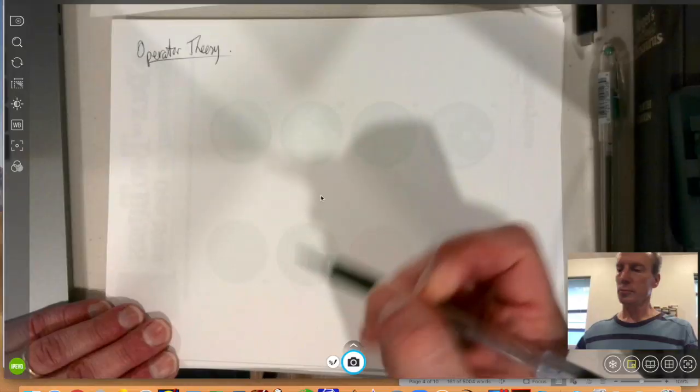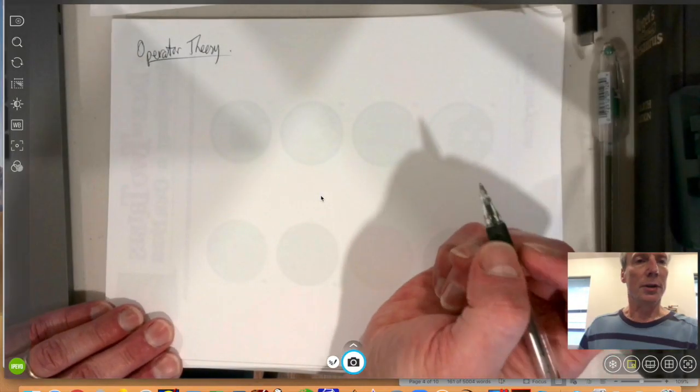Hello. I know what you've been thinking. We've got all these vector spaces lying around, norms. Be nice to have some linear transformations between them. Yes, I've got an answer for you. Operator theory. That's what we're going to learn right now.